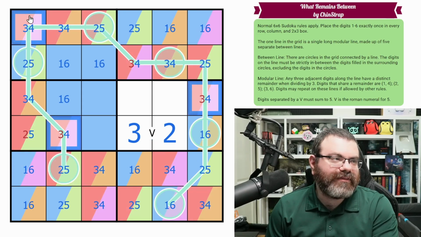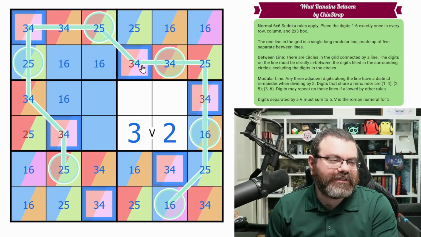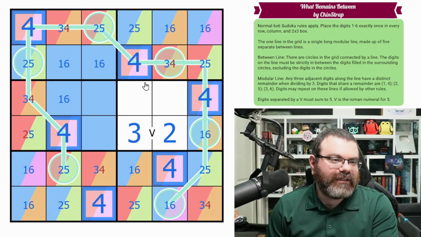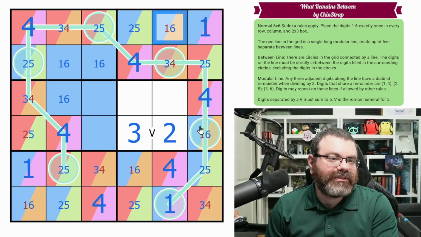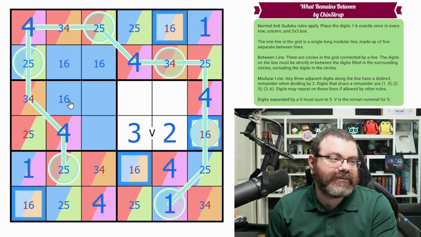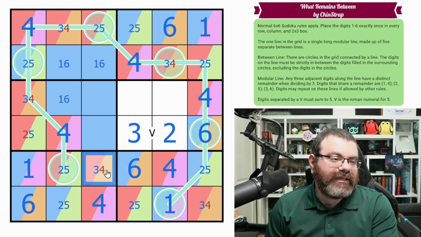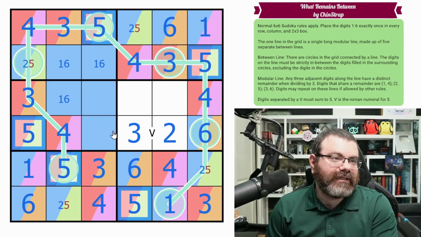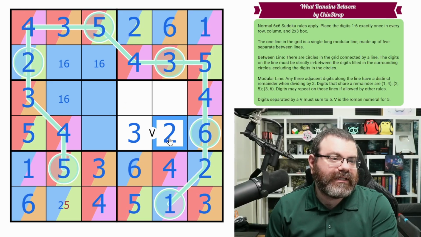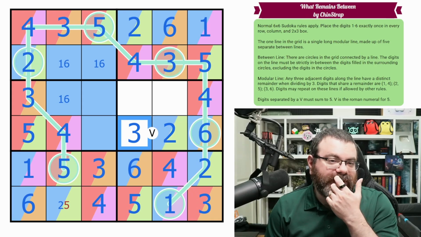So we know that the red 3, 4, sorry, the purple 3-4. The purple 3-4 is actually a 4, which means that the blue 3-4 is actually a 1. Which means the blue-orange is a 6. The red-orange is a 3. And the red-green is a 5. And the blue-green is a 2. So this is blue-green. And 3 is red-orange.